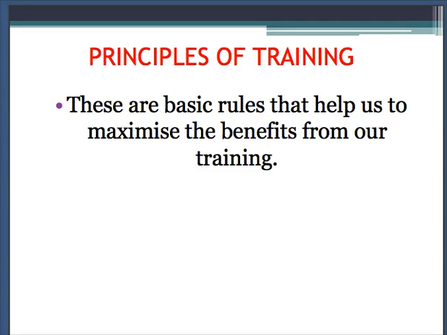When we look at methods of training and training types and energy systems, we also must look at principles of training. These are basic rules that help us maximise the benefits of our training. It's like an action plan that will help us be successful in our attempt of getting fitter and stronger and maybe even better at our sport.